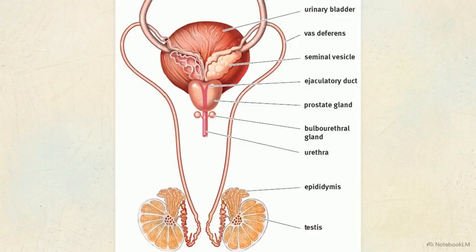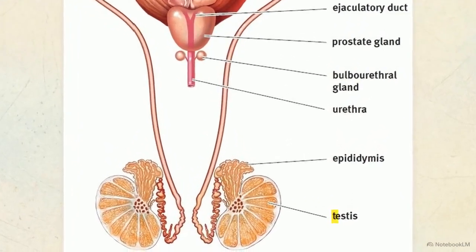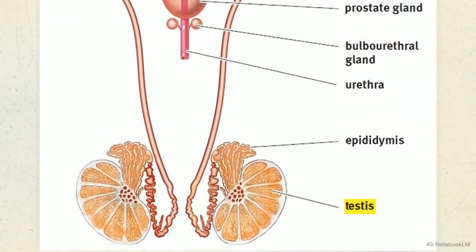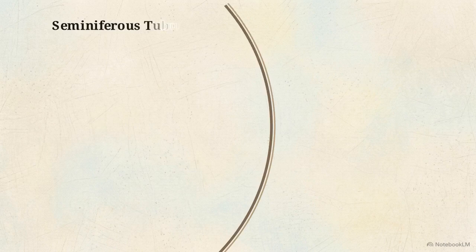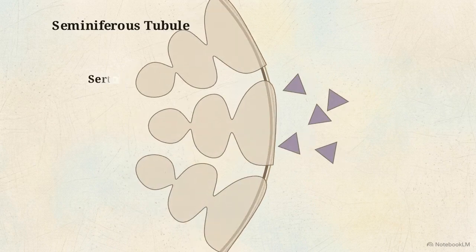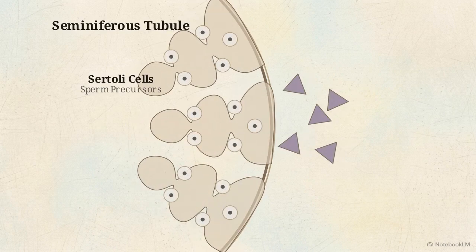Looking at the male reproductive system in this diagram, we can trace the continuous pathway of spermatogenesis. Sperm develop inside the highly coiled seminiferous tubules of the testes before passing to the epididymis to gain flagellar motility. The seminiferous tubules rely on 2 specialized cell types. Sertoli cells physically nourish the developing sperm, while the adjacent interstitial cells of Leydig secrete testosterone.